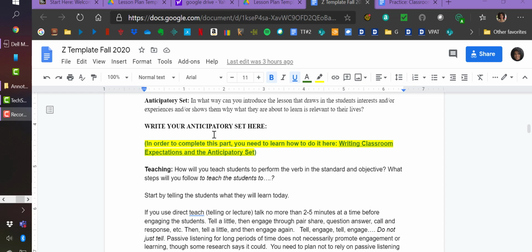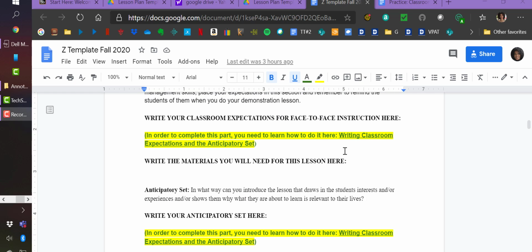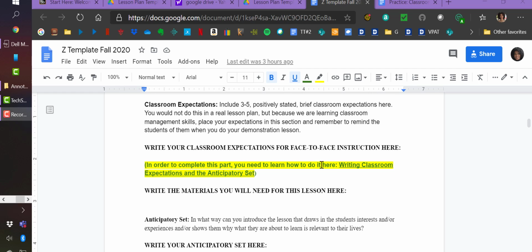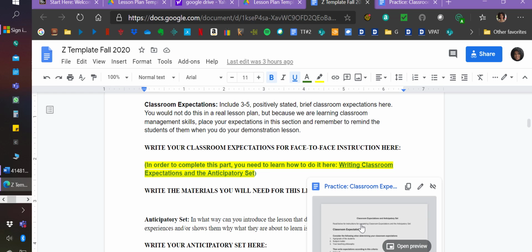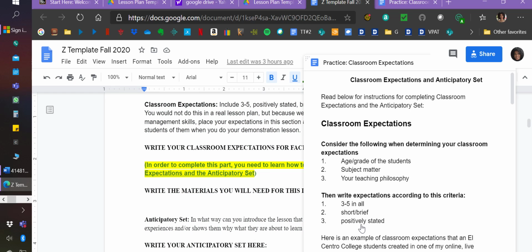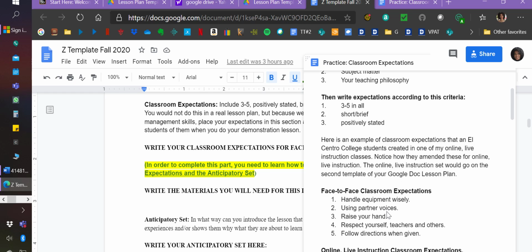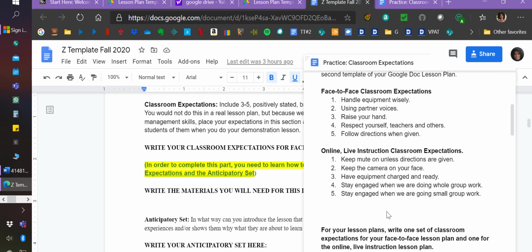We are in the section, I need to scroll up a little bit. We are in the section for classroom expectations, and this link, writing classroom expectations and anticipatory set, if you click on that, again, that will lead you to some instructions. Click on those instructions. They will open up for you. We've already seen this portion, but we did not see what we might consider for online live instruction classroom expectations. So here is what we have.